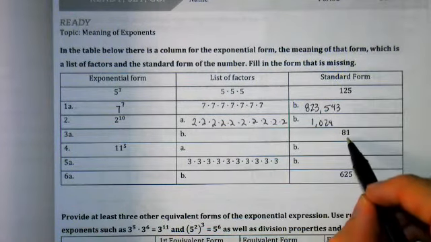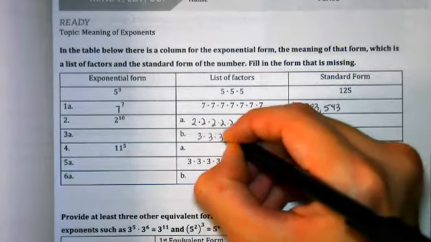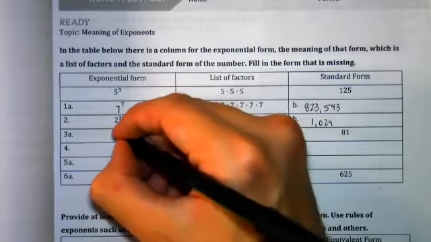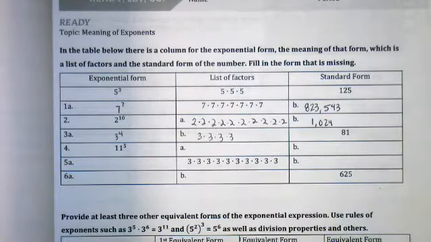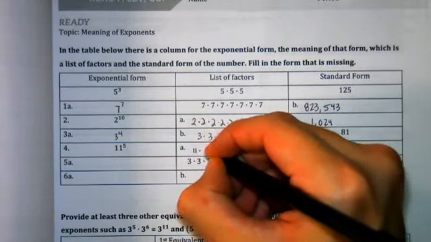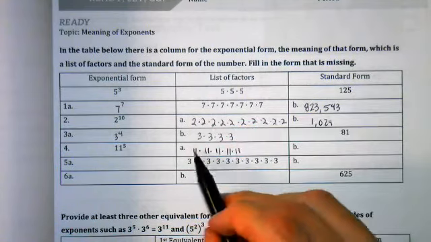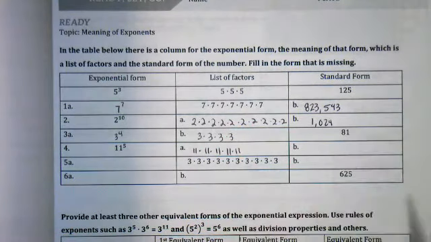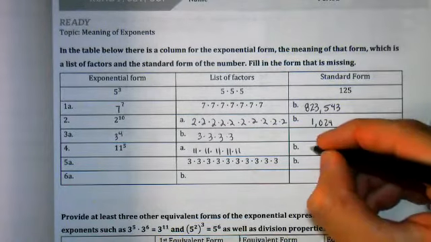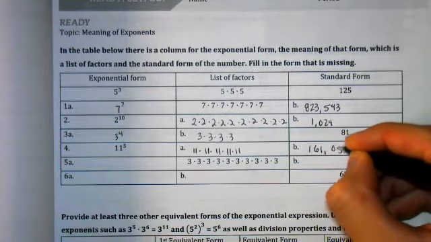This is 81, and 81 is 3 times 3 times 3 times 3, which is 3 to the 4th power. This is 11 to the 5th power, which is 11 times 11 times 11 times 11 times 11. 1, 2, 3, 4, 5 times. Put that in a calculator. 11 to the 5th power. We get 161,051.